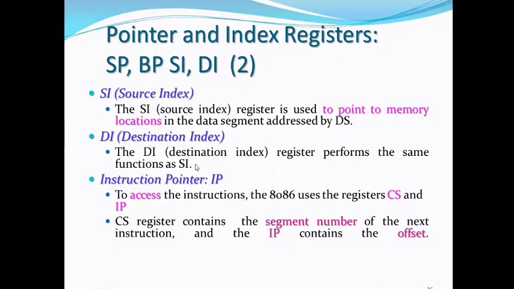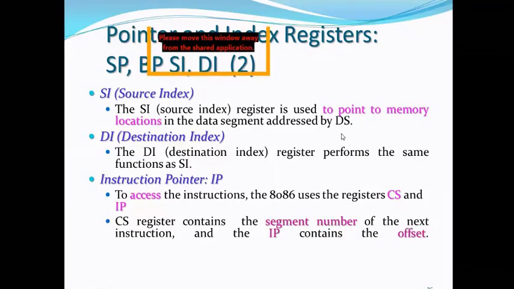And the instruction pointer is another one. As I said, index and pointer and segment registers together make the address registers, right? So we have seen the pointer and index. There is another pointer called the instruction pointer. So we need the instruction pointer. What purpose is the microprocessor using the instruction pointer for?